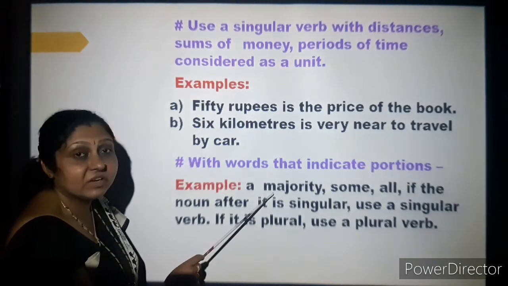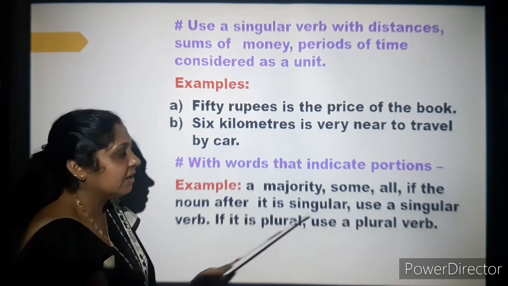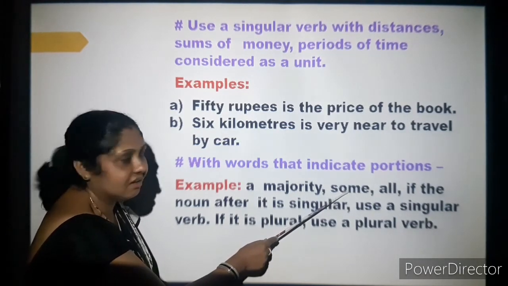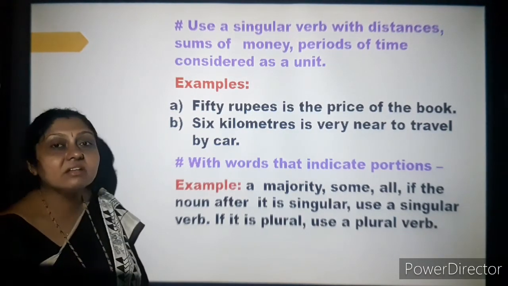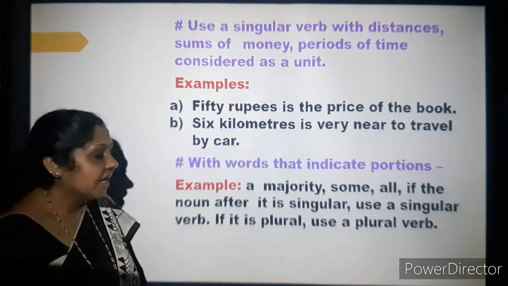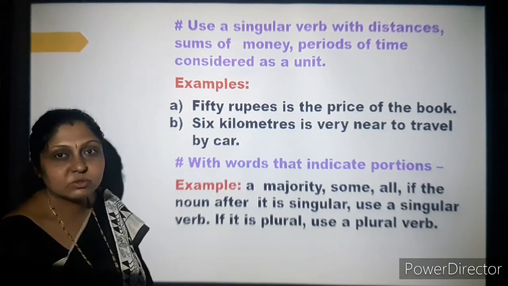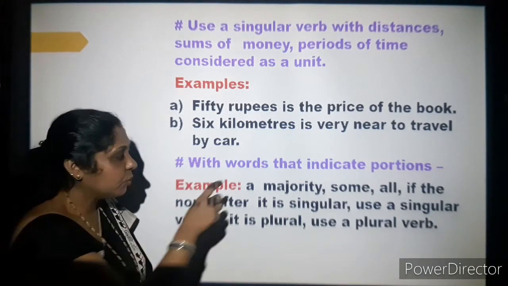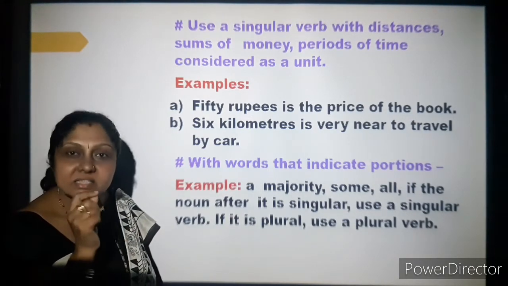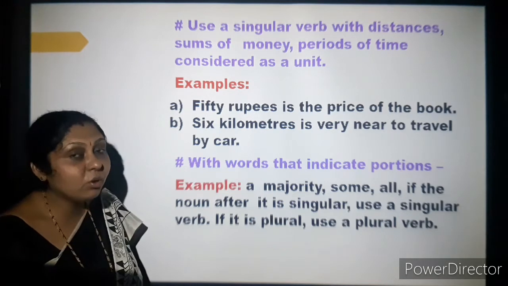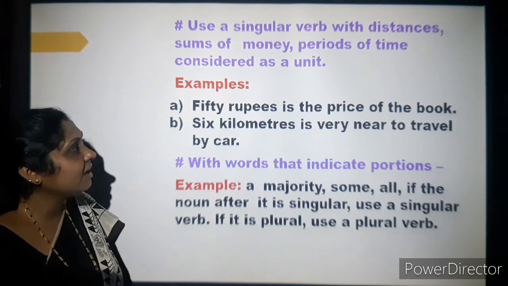So, this is very important here. So, these usages, when you are using a majority of people, some children, all the children. So, like this, when you are using the noun with these usages, if it is singular, then you have to use a singular verb. And if it is plural, then you have to use the plural verb. Okay, we will go to the examples.